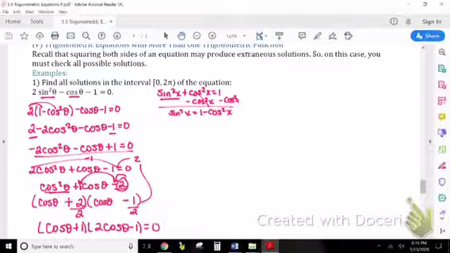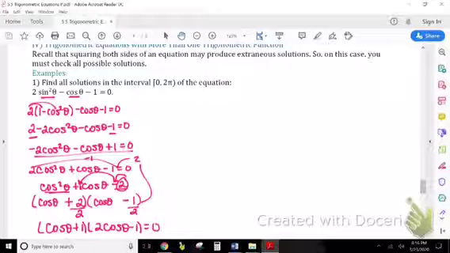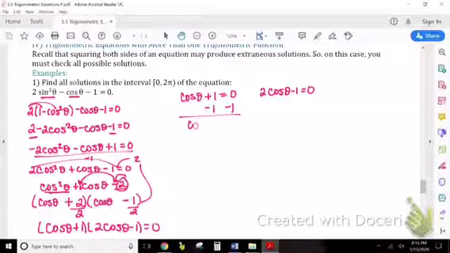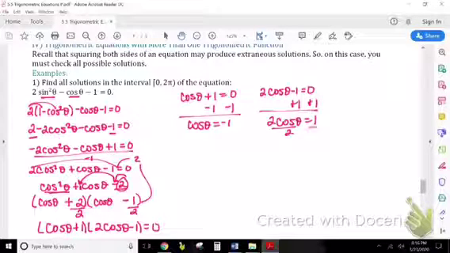And now we're at the same step we were in the previous example, where now we got two things being multiplied. It's equal to 0, so we can set them each equal to 0 and solve. So cosine of theta plus 1 equals 0, and 2 cosine of theta minus 1 equals 0. So I'm going to solve this first one for cosine. So cosine of theta is a negative 1. I'm going to solve the second one for cosine. So 2 cosine of theta equals 1. And we end up with cosine of theta equals 1/2.